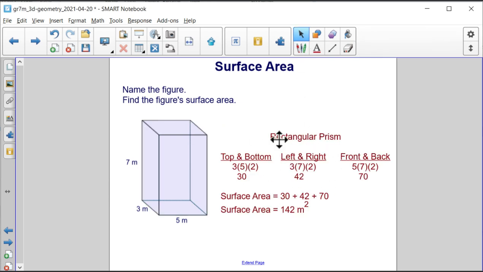And on this slide, we have the solutions to this problem. It is indeed a rectangular prism, and for the top and bottom, the combined area is 30. For the left and right, the combined area is 42, and for the front and back, the combined area is 70. So if we add up 30, 42, and 70, we indeed get 142 square meters, which was the answer that we had calculated when we worked through the problem together.